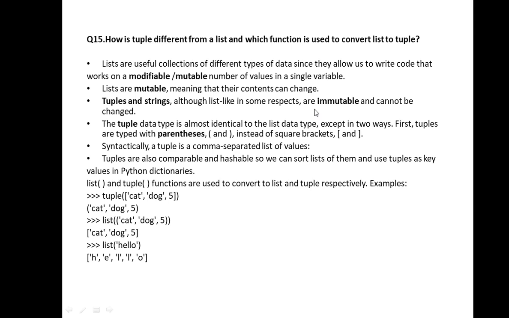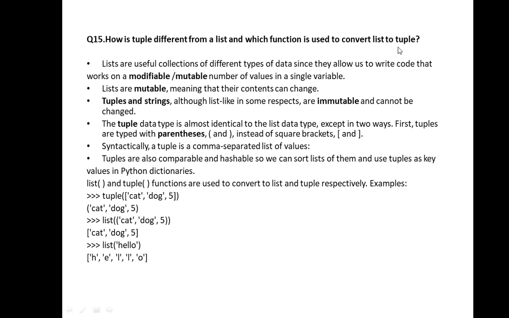Even strings are immutable. Tuples are enclosed within parentheses, whereas lists are enclosed within square brackets. Tuples are separated by comma. And write an example like how you can create a tuple, how you can create a list. Give a simple program to show how you are constructing a tuple or how you are constructing a list.